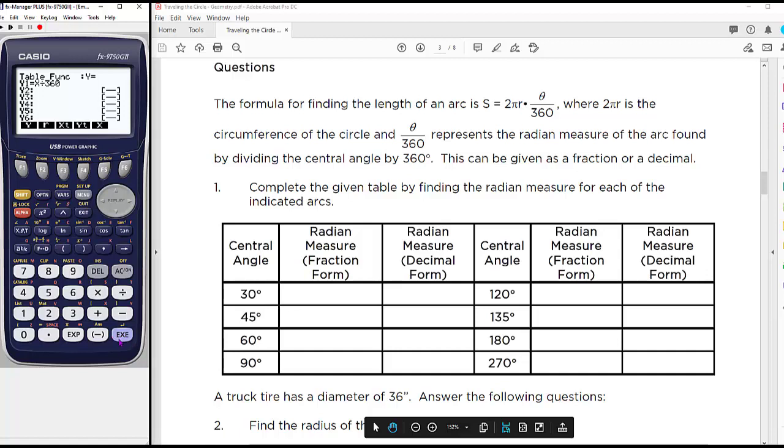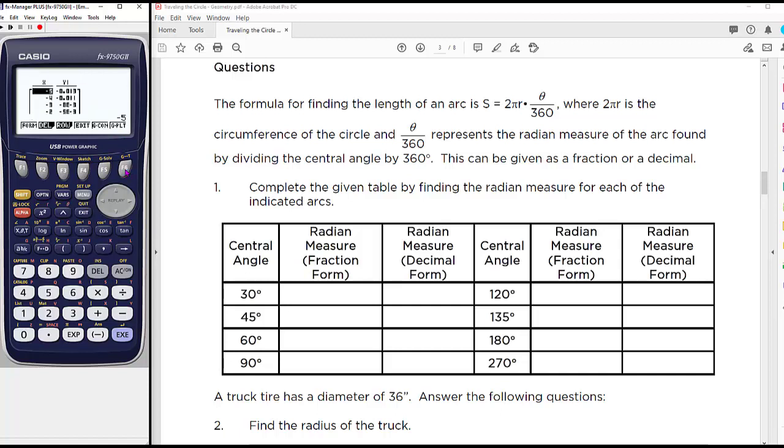So those are our x values. When I hit Execute, that sets the table function up. Now when I go to table, I'm going to choose F6, and you'll notice it creates a table of values automatically, and I want to go back and set the values that I need.